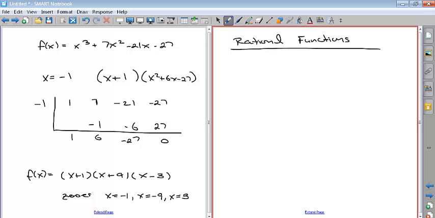So let's do f of x equals x minus 2 divided by x squared plus, actually, plus 6x plus 5.